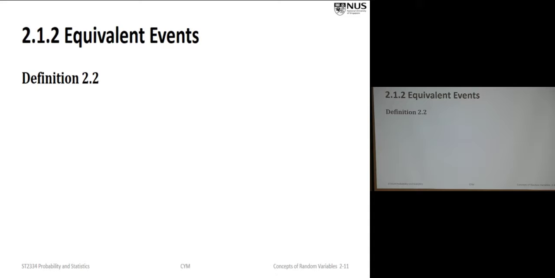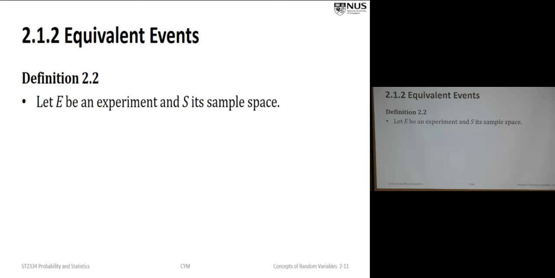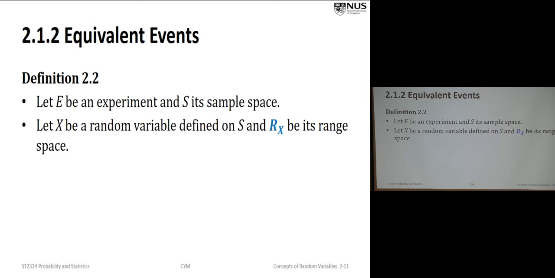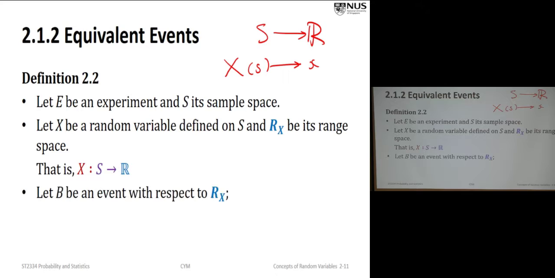So here it is. E is an experiment with S as the sample space, and X is a random variable from S to R, such that X(s) equals certain values. Let me call it little x. Now, B is an event with respect to Rx, and B is a subset of Rx.